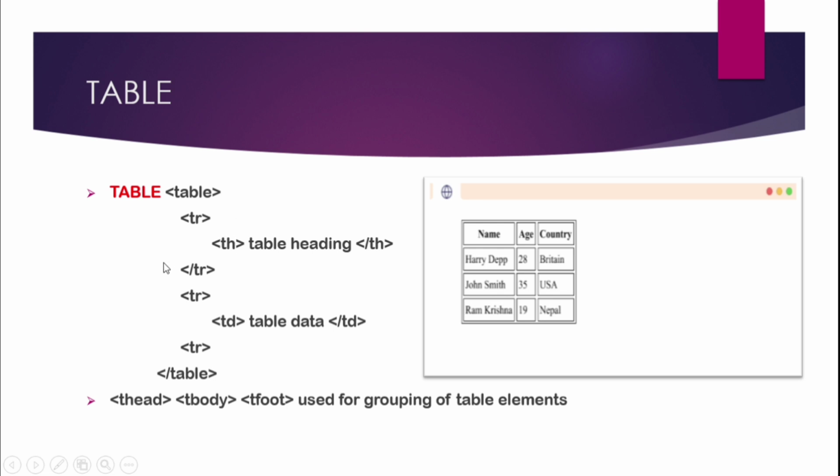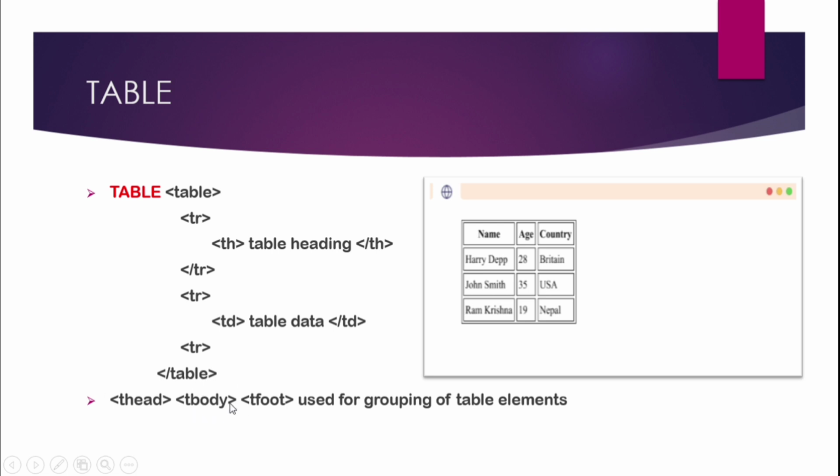And in the table we also have a grouping method. What is that grouping method? Whenever we want to group any elements, we have three main grouping elements. One is the table head, where you can write the table headings. Table body, that is the table data that we can group by using the table body, tbody.